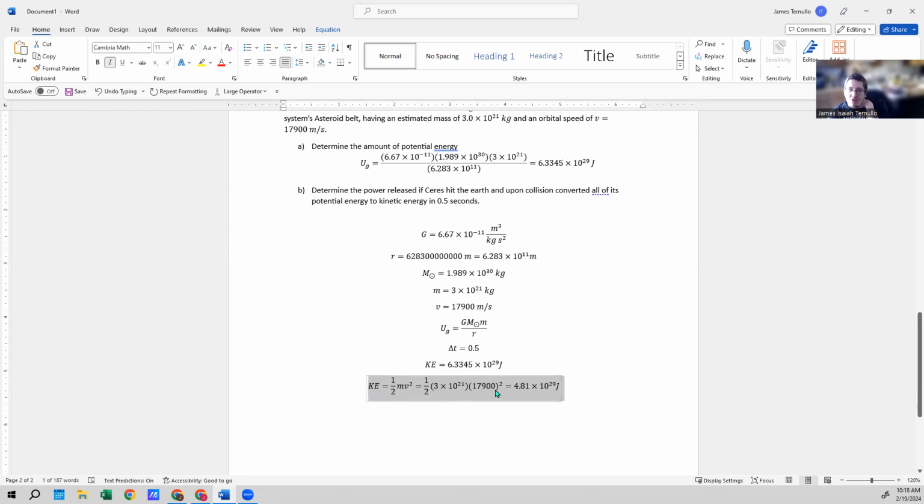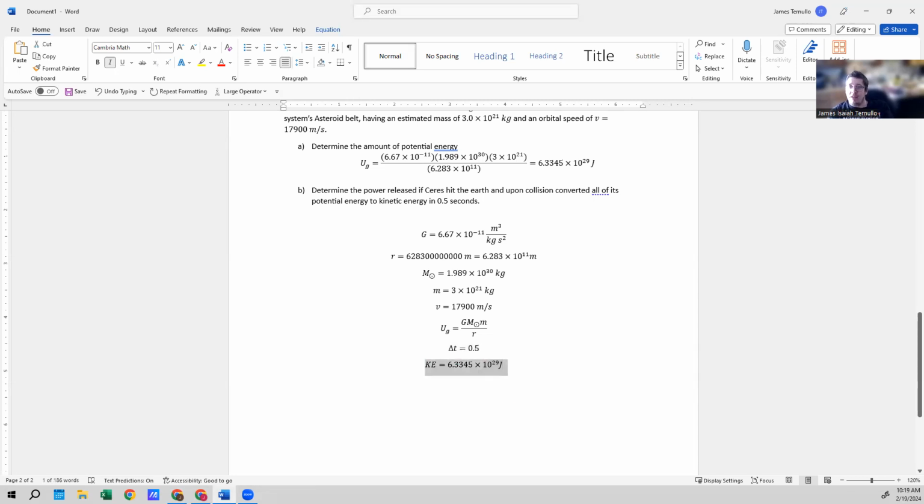So this particular number ignores the effects of gravity, whereas this one accounts for the effects of gravity. And as you can see here, it's slightly larger because we're actually accounting for its interaction with the sun. And so, given this case, we were told that it converts all of its potential energy to the kinetic energy that it hits the Earth with. So we must go with this one.